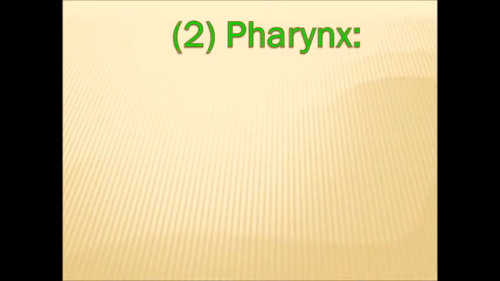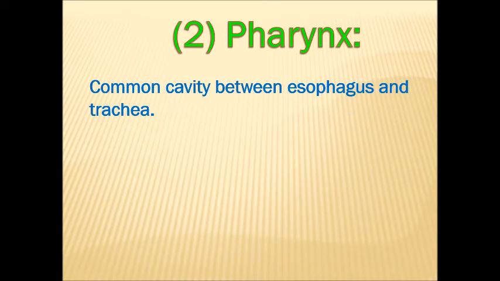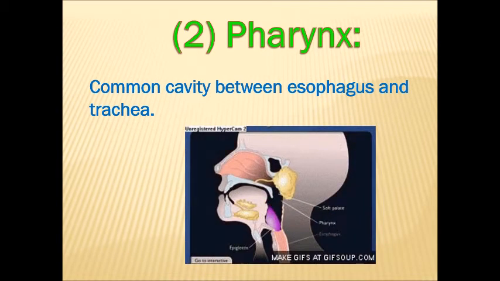Organ number 2 is called the pharynx. I told you about the pharynx before in the digestive system, and I told you that the pharynx is a common cavity between the esophagus and the trachea.